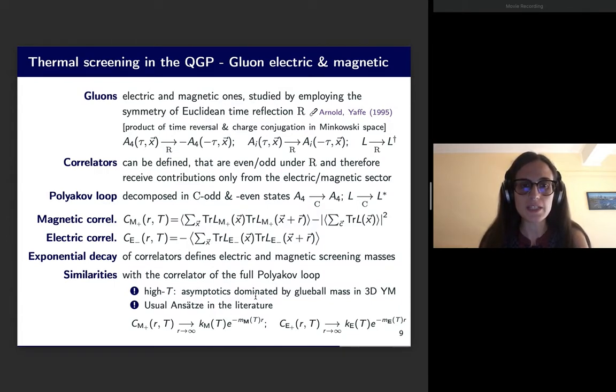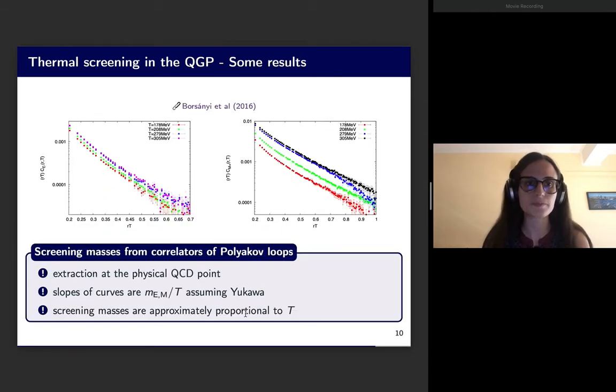There are actually many similarities in what we just said with respect to the correlator of the full Polyakov loop rather than the decomposed Polyakov loop. In particular, in the high temperature limit, the asymptotics are dominated by the glue mass in the three-dimensional Yang-Mills theory. And then one can also fit these correlators through the usual ansatz set that are used in the literature.